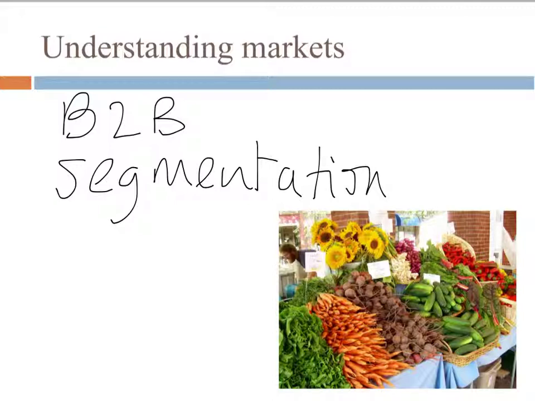Segments might be based on differences in demographics, so how old we are, our gender, what class we're in. Something called psychographics, so our attitudes and our tastes, or very simply geography. So people in the northeast might buy slightly different things to people in the southwest.